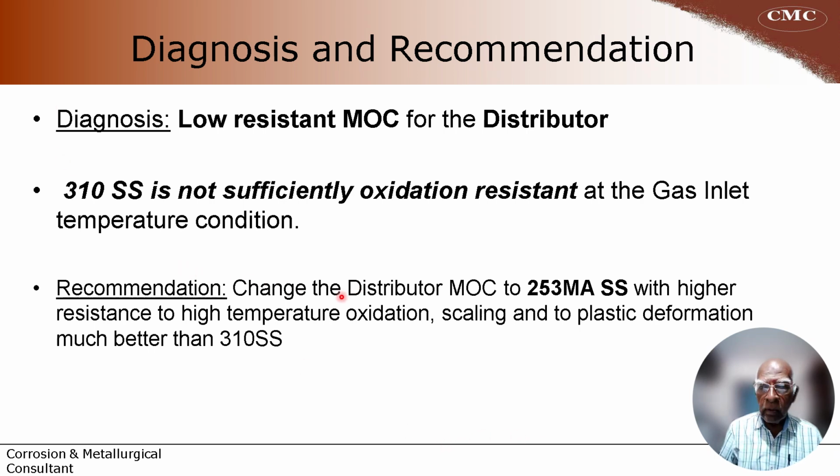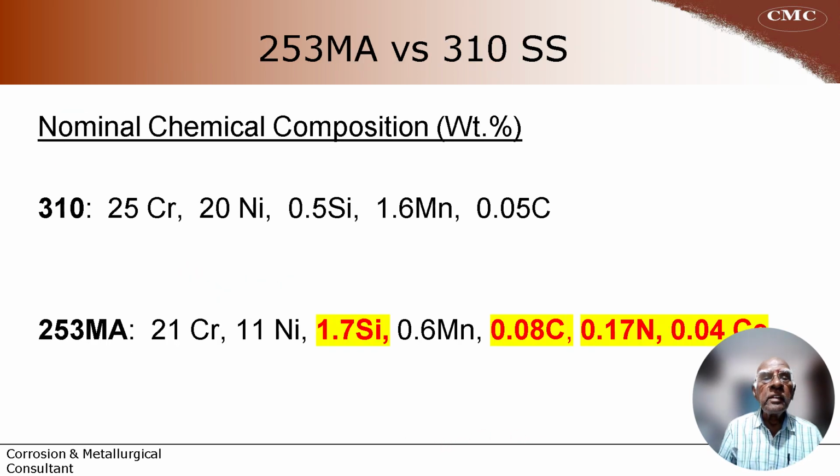So here is a comparison for 253 MA and 310SS. You can see mostly the chromium is at a comparable level. You can see special additions like silicon, a high increase in carbon, which will increase high temperature resistance, special additions of nitrogen, and special addition of a rare earth element like cerium. These are the ones which give higher resistance to high temperature oxidation, and that is the reason 253 MA has been recommended for this service.